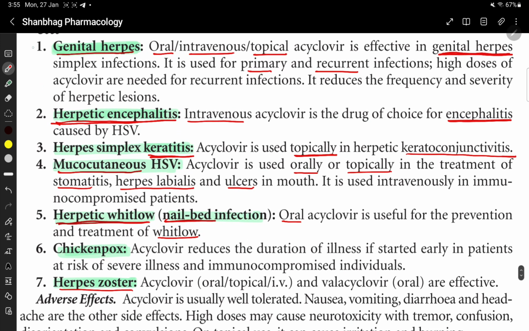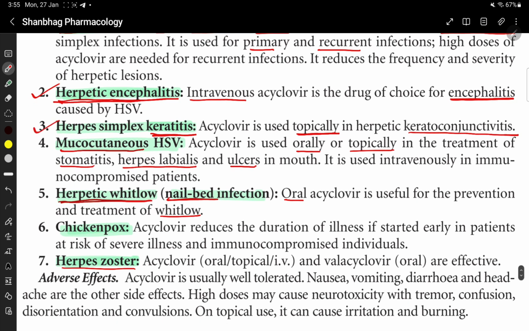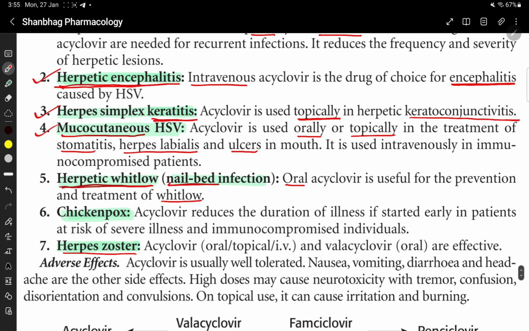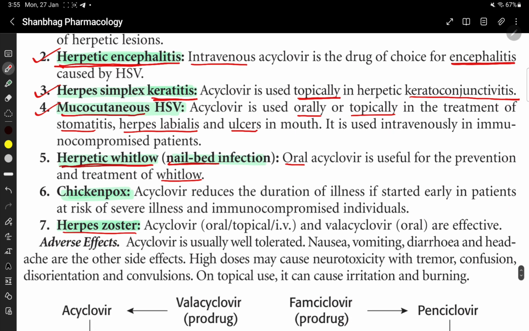The seven uses are genital herpes, herpetic encephalitis, herpetic keratitis, mucocutaneous HSV, herpetic whitlow or nail bed infection, chickenpox, and herpes zoster.